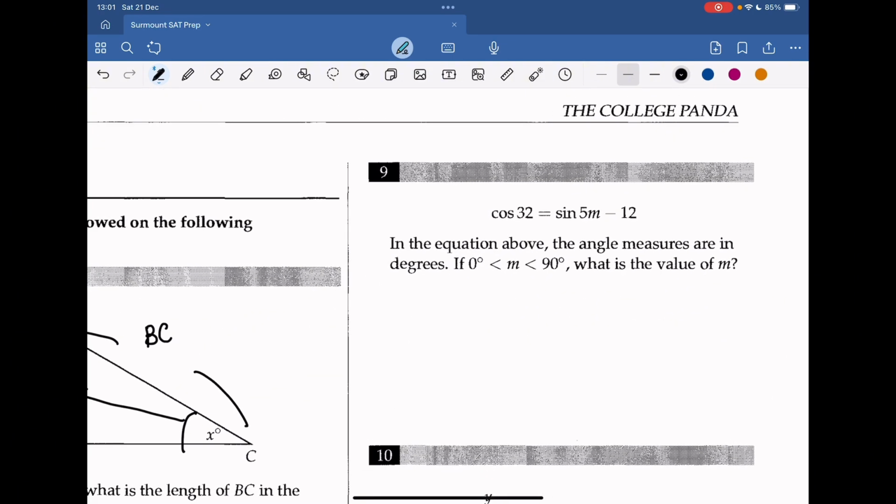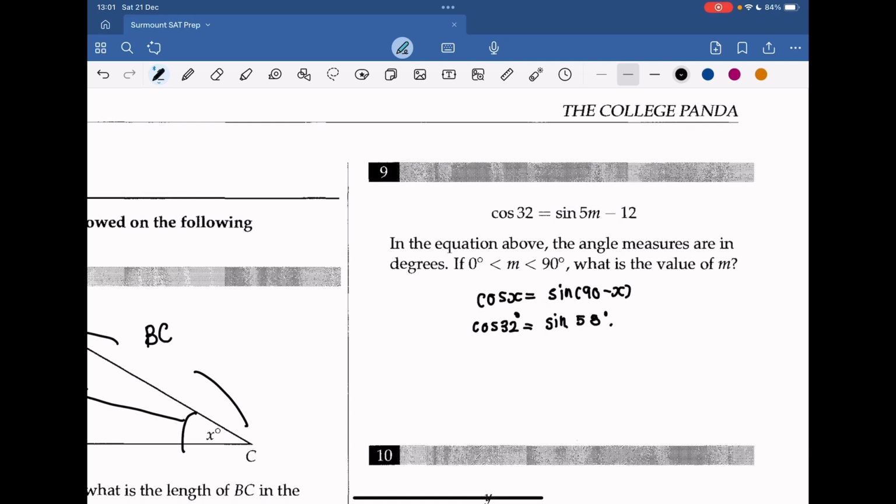Question number 9. Cosine 32 is equal to sine 5m minus 12. In the equation above, the angle measures are in degrees. If m is between 0 and 90 degrees, what is the value of m? To compute the exact value of m, we need to remember this property of cosine and sine. We can represent cosine x as equal to sine 90 minus x, right? So they're both equal. Therefore, we know that cosine of 32 is basically sine 90 minus 32, which will give us 58.